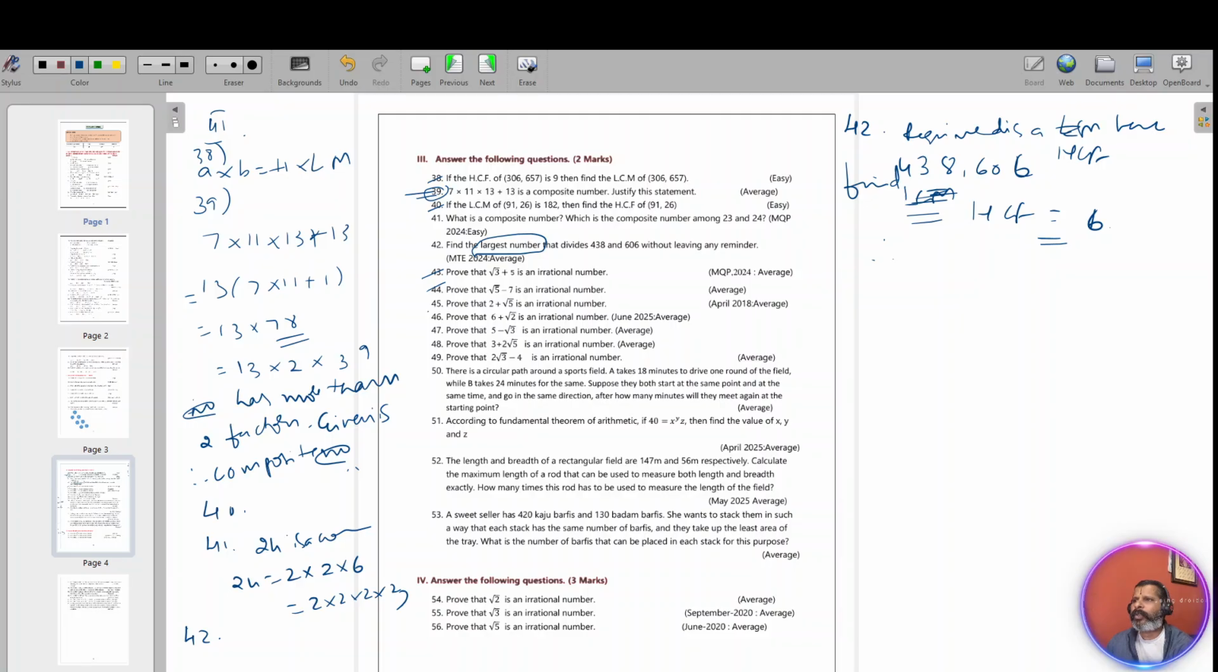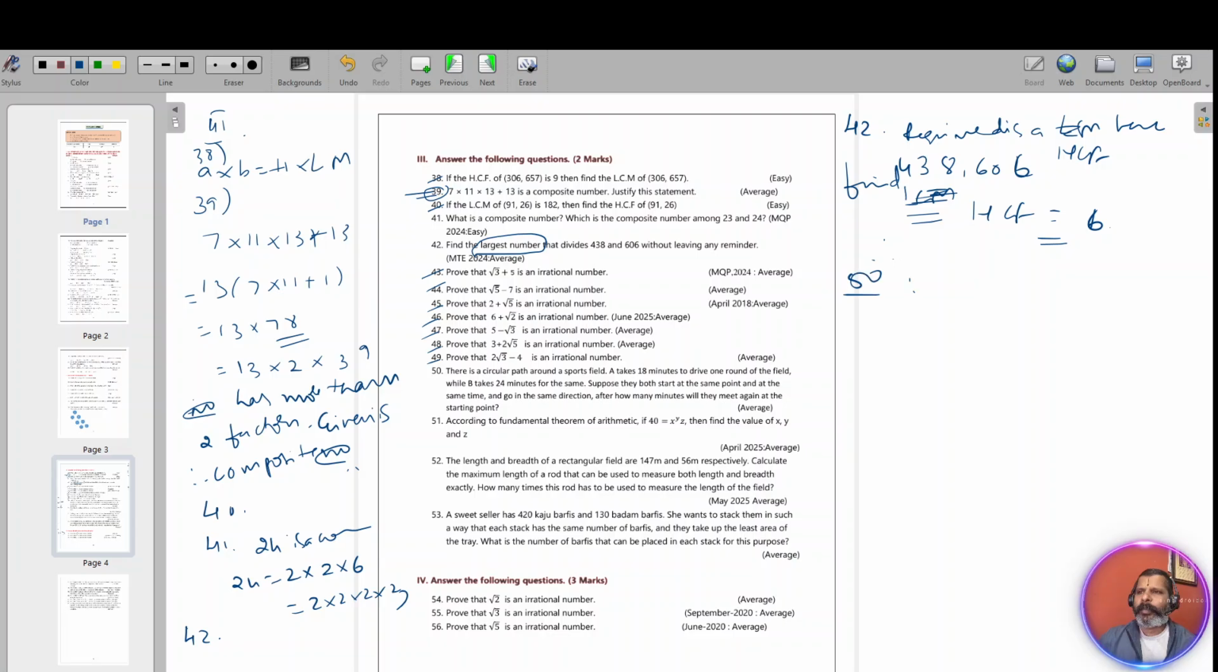These things I'm not solving. Prove that they are irrational. They are there in the textbook. Similar ways you have to follow these problems. You need to practice them. If you're good at one problem or two problems, try to solve one or two. That's enough. 50th one. There is a circular path around the sports field.